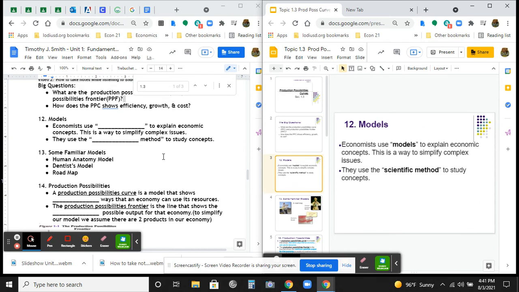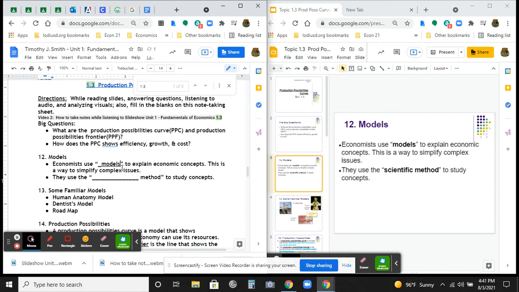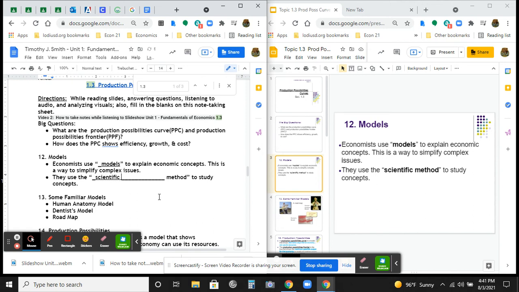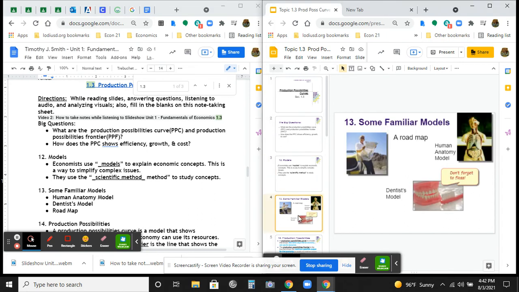Economists use models to explain economic concepts. This is a way to simplify complex issues. The little graph tries to make things more clear. So they give you these models, these charts and graphs, to help explain the numbers. They use the scientific method to study concepts, meaning they're trying to be evidence based, using hypotheses, testing, and proofs to come up with results that they can turn into laws or rules to help things improve going forward.